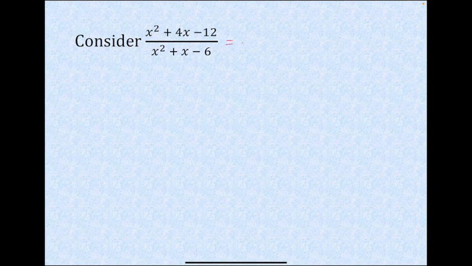All right, let's take one step at a time. Let's look at the numerator. Can I factorize it? Of course, because I can find two numbers which multiply to minus 12, and when they add together give plus 4x.